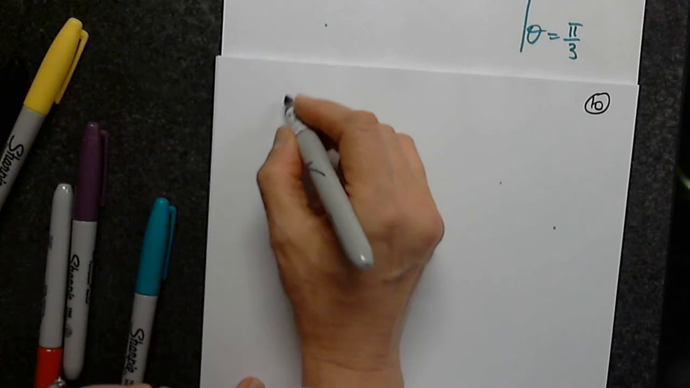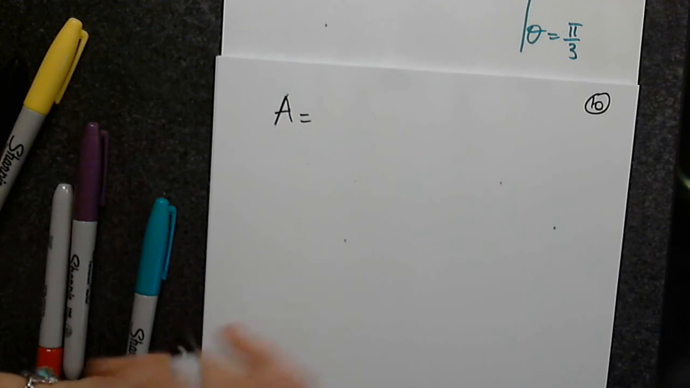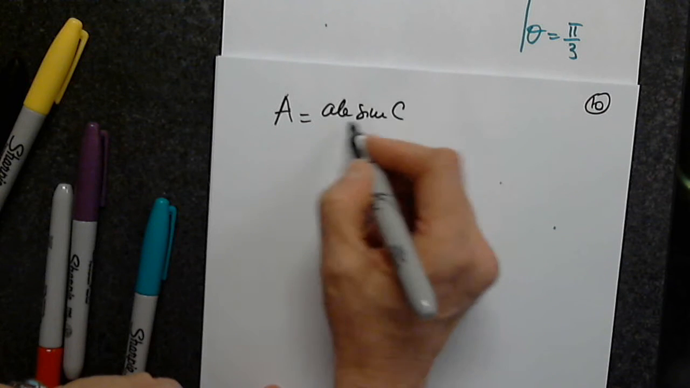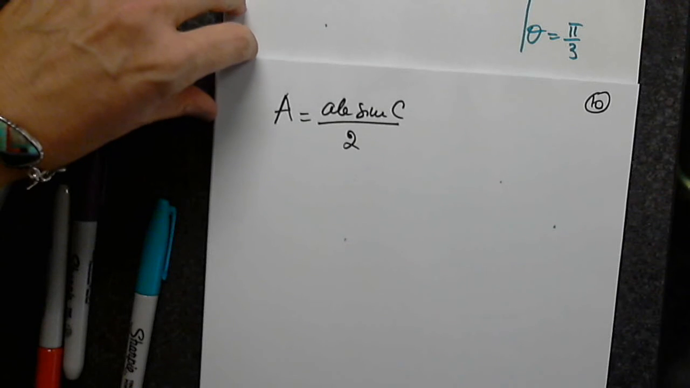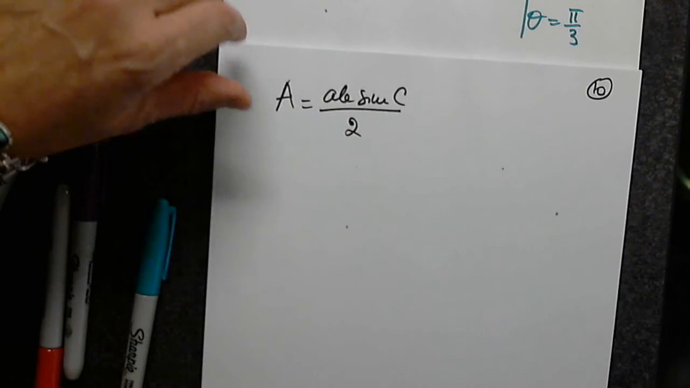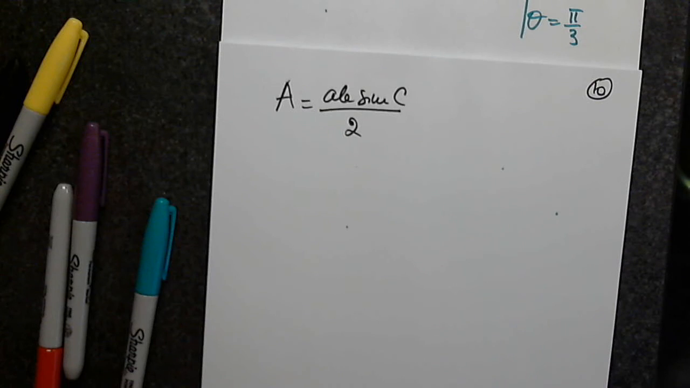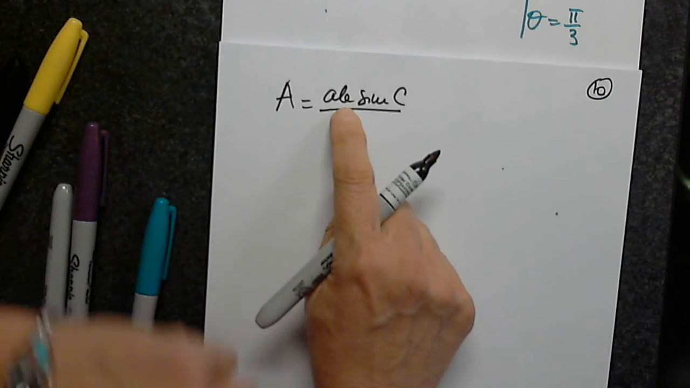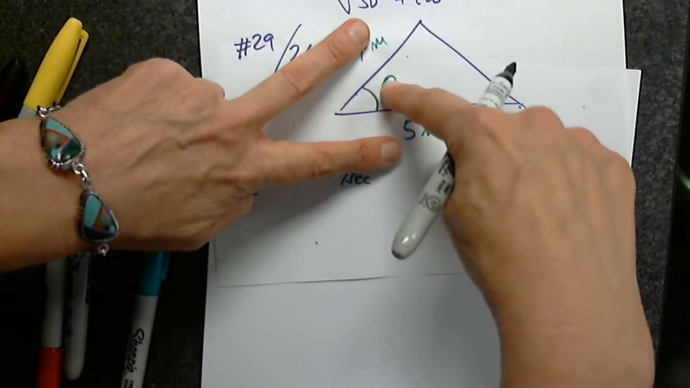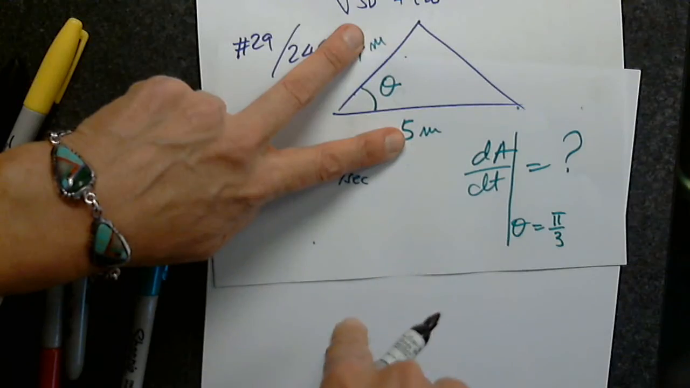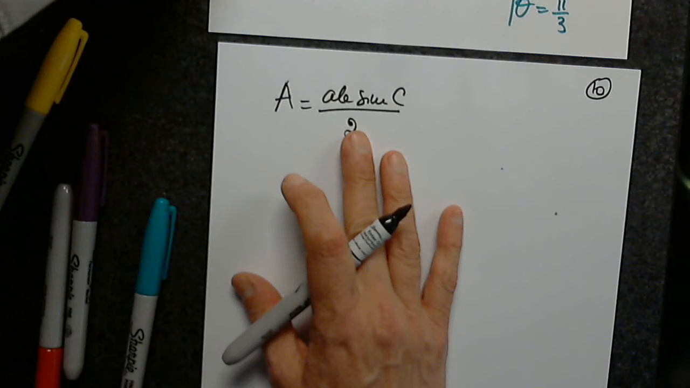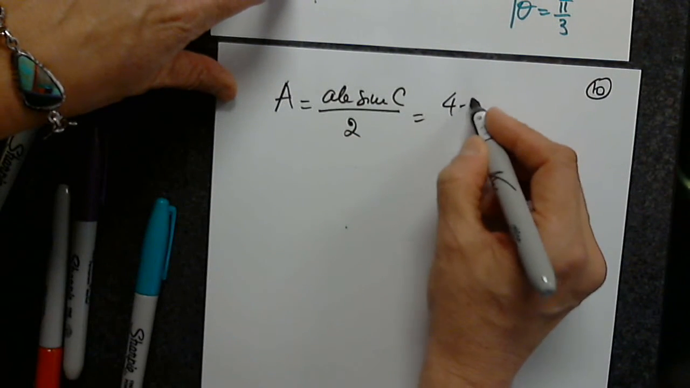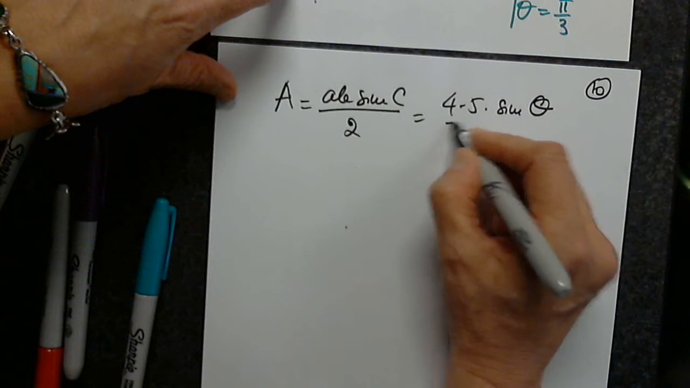One of them is AB sine C divided by 2. You may remember it. We discussed it last semester, in my pre-calc class. But this requires 2 sides and the angle in between. If I have 2 sides and the angle between those 2 given sides, I can use this formula. So this is nothing else but 4 times 5 times sine theta divided by 2.